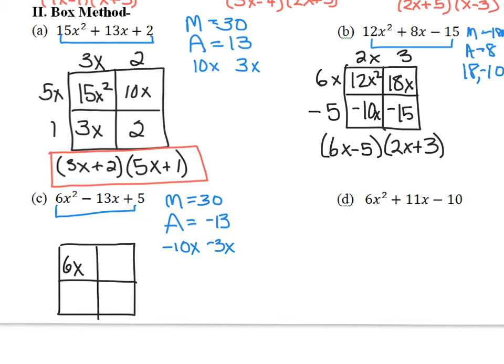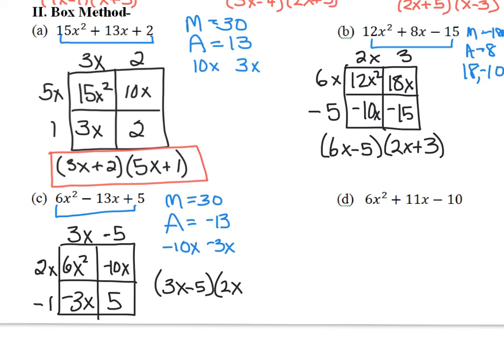So this gives me 6x squared minus 10x minus 3x plus 5. The first row has a GCF of 2x. Second row, nothing is common, but because the first term is negative, I'm going to put a negative 1 there. First column, GCF is 3x. Second column, again, I'm starting with a negative, so I have to factor out a negative GCF, and they both would have a 5 in common. So my factors for this one: 3x minus 5 times 2x minus 1.